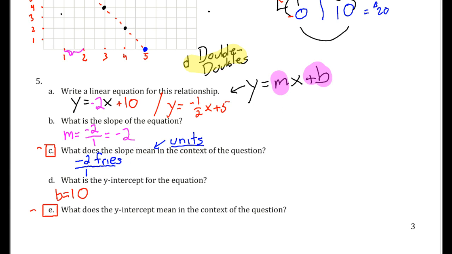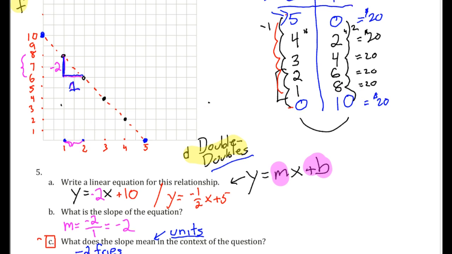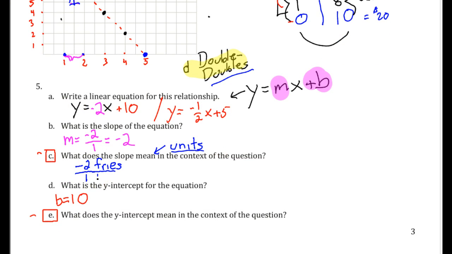And if we went right 1, what? Well, the right and left is double doubles. So we went from 1 double double to 2 double doubles. So the bottom here is going to be double double. I'm going to put DD apostrophe S for double doubles. So what does this mean?